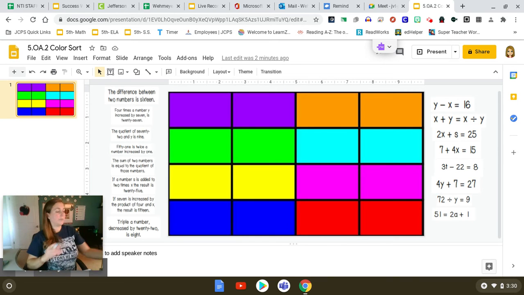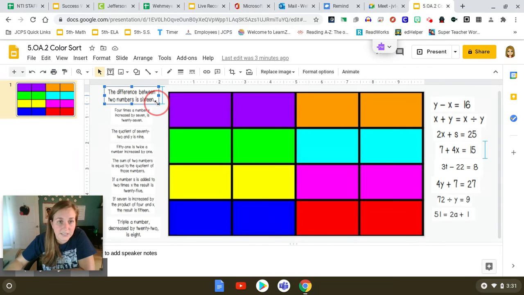So on your independent work today, you are color sorting the numerical expressions with the written expressions. So we're going to do one together as an example so that you can see how I expect for you to do this as well. So I'm going to look at my mathematical written expressions, and then I'm going to solve them and then see which one of my numerical expressions matches what I solved.